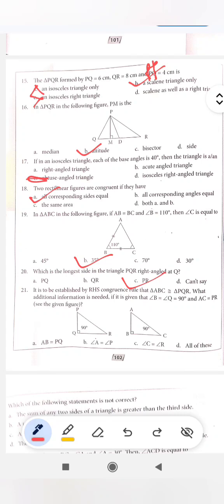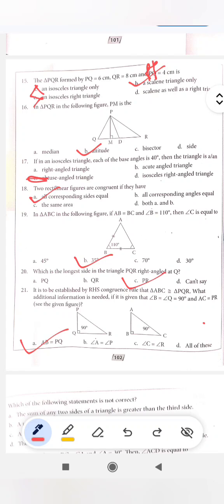Question number 21. It is to be established by RHS congruency. RHS means right angle, hypotenuse and one side. Rule that triangle ABC is congruent to triangle PQR. What additional information is needed? It is given that angle B is equal to angle Q, so right angle has been given, both are 90 degree. AC is equal to PR. So the hypotenuse is also given, then the side. So included means PQ is equal to AB. Yes, option A is the correct answer.